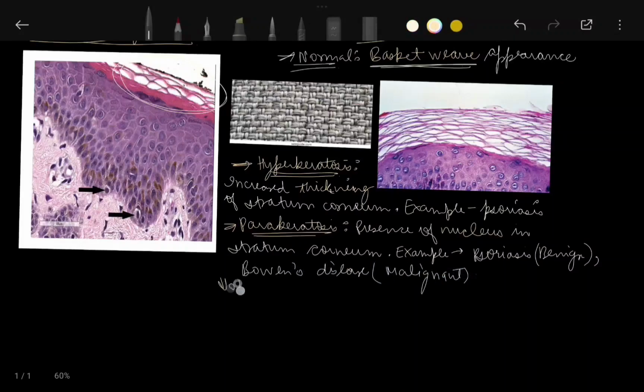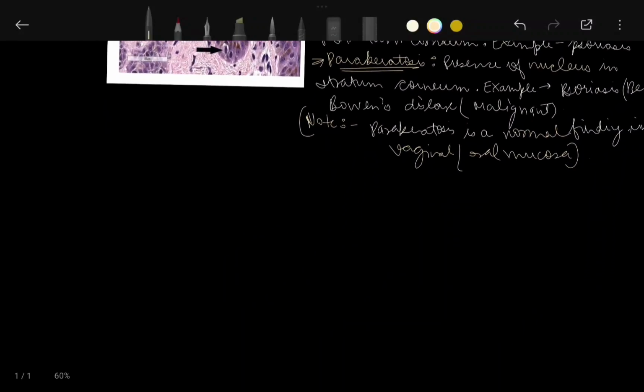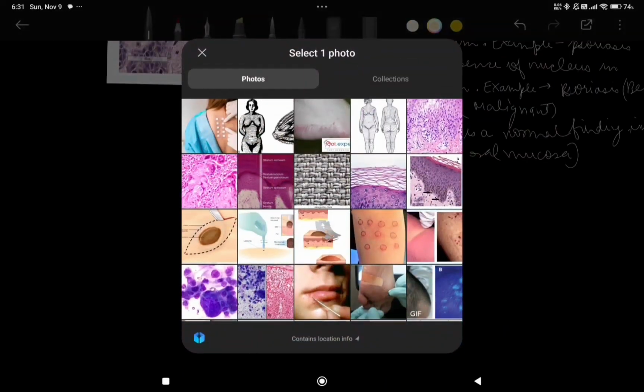Now note, parakeratosis is a normal finding in the vaginal or the oral mucosa. Okay, stratum corneum is done.